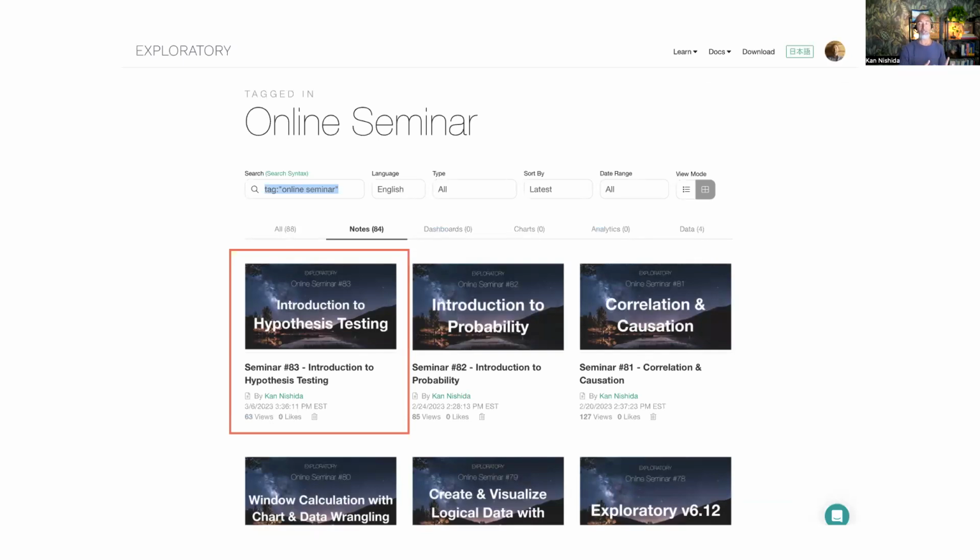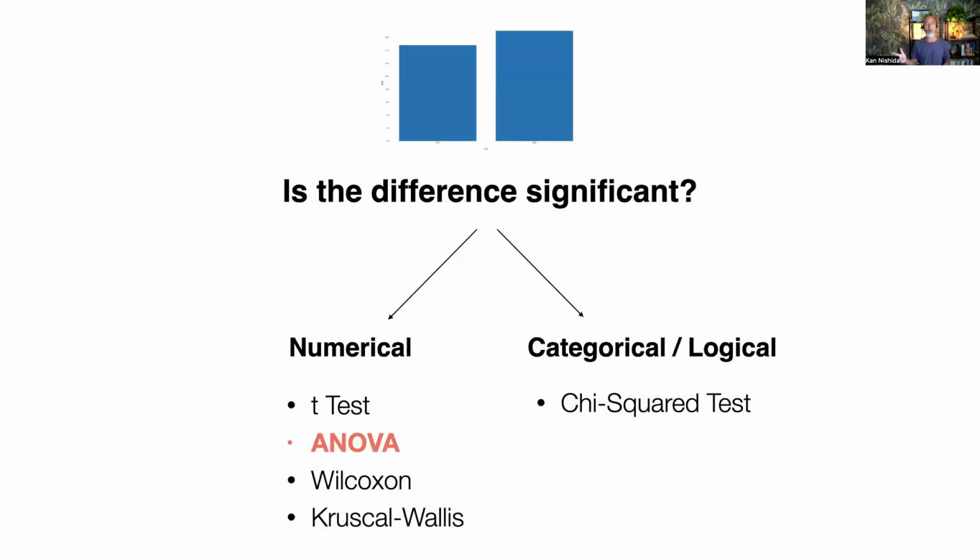This particular seminar is really about how you want to think when you approach hypothesis testing, starting from building the hypothesis, why the null hypothesis, and then going all the way down to what the p-value is. Okay, and we have also done various other seminars about other hypothesis testing methods, such as t-test, Wilcoxon, Kruskal-Wallis, and chi-square test.